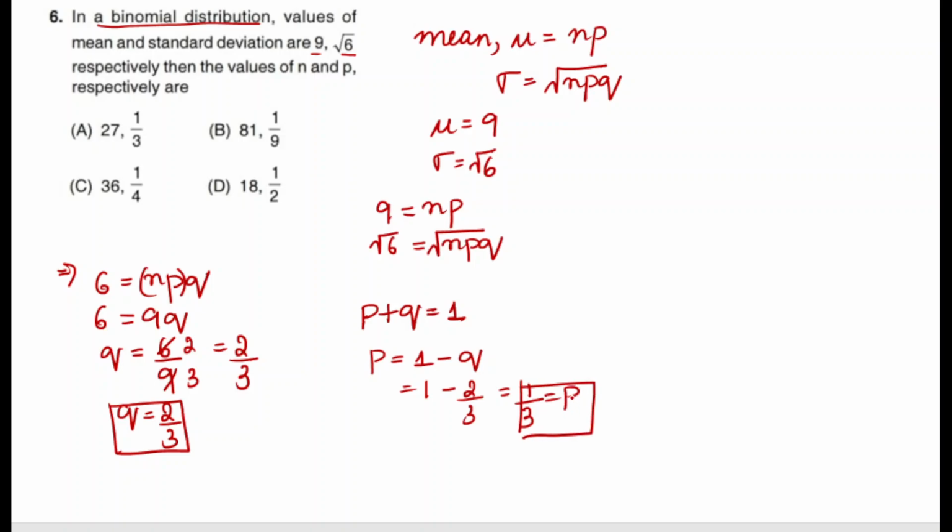Now what we want is the n value. Now substitute in this first equation. Now 9, which is equal to n times p, is 1 divided by 3. On cross multiplying, n is equal to 27, right? So which is the right option? First they have asked the value of n, then the p. So it will be 27 comma 1 by 3 is the right option.